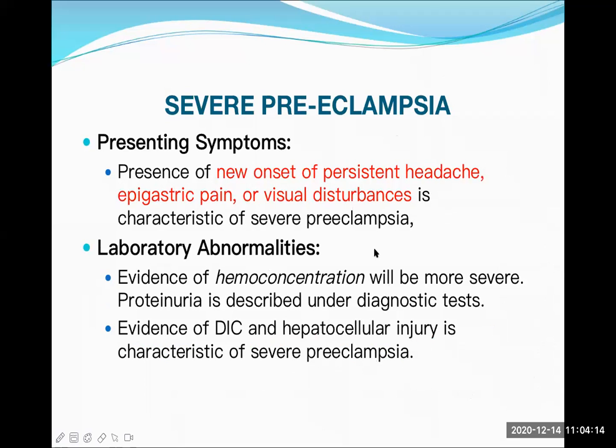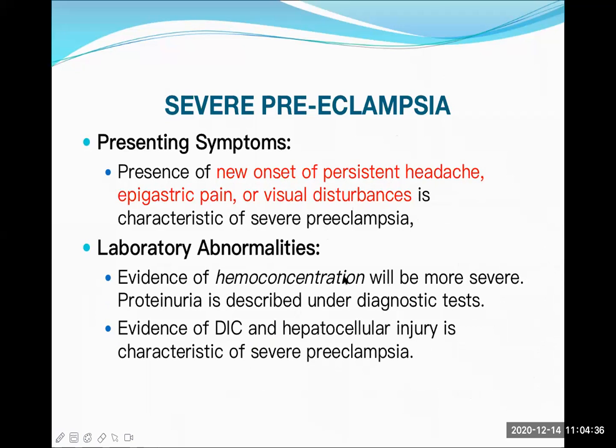Now the presenting symptoms, already talked about in the diagnostic point, so this is a bit of repetition for you. Presence of new onset of persistent headache, epigastric pain, or visual disturbances is characteristic of severe preeclampsia. These are the severe symptoms. If they are present, definitely it is a severe case.